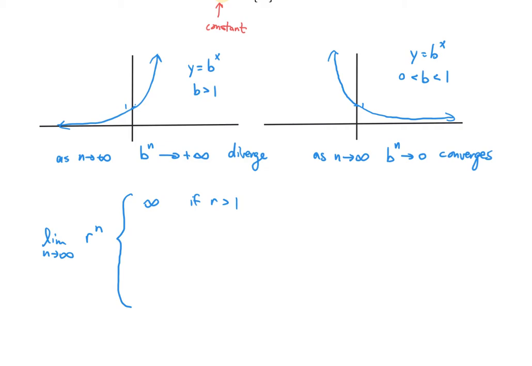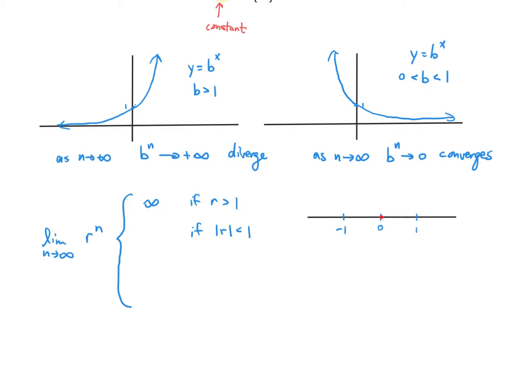Let's take a look at the next scenario. Let's say that we're going to look at absolute value of r being less than 1. In other words, if I drew a number line and I labeled the 0 in the middle, I have a 1 here, and I have a negative 1 over here. Clearly, when r is equal to 0, it's going to converge to 0 because 0 to the nth power is going to be 0. What happens if I'm in between 0 and 1?